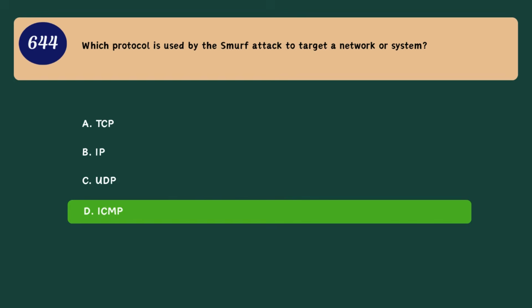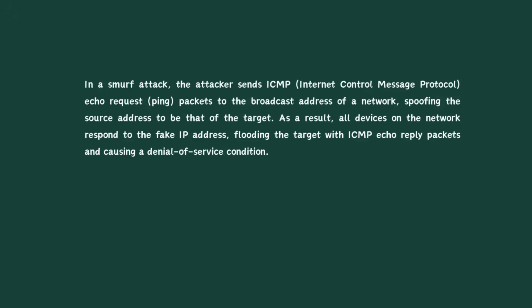Correct answer. D. ICMP. In a Smurf attack, the attacker sends ICMP (Internet Control Message Protocol) echo request ping packets to the broadcast address of a network, spoofing the source address to be that of the target. As a result, all devices on the network respond to the fake IP address, flooding the target with ICMP echo reply packets and causing a denial of service condition.